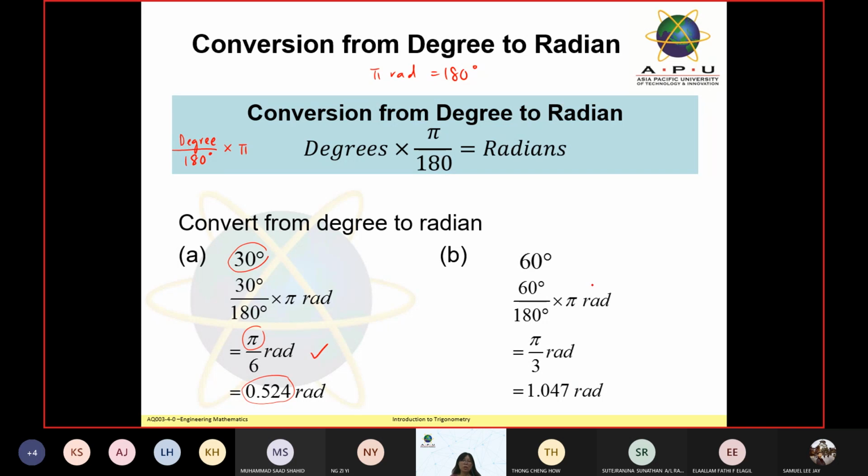Next one, if you have 60 degree, 60 degree divided by 180 degree times pi radian, which is pi over 3. You can write it as pi over 3, or you can calculate in decimal. Taking pi divided by 3, 1.047 radian. So this is just a simple calculation. Is that clear for you? Is that clear so far?